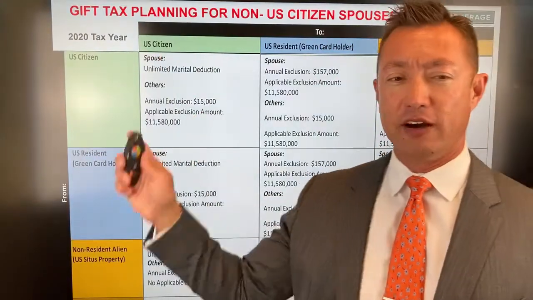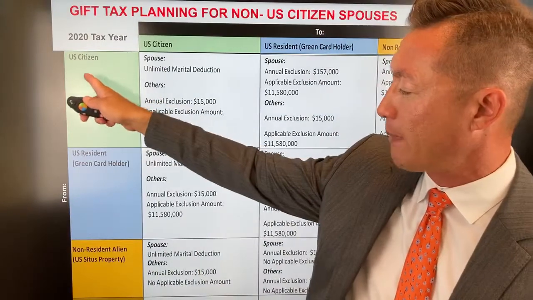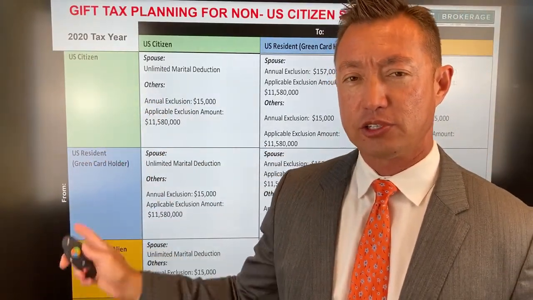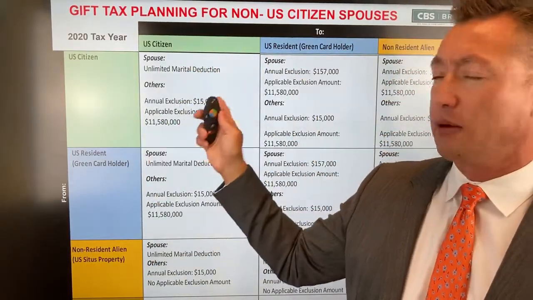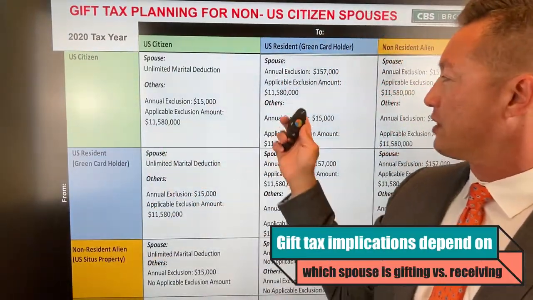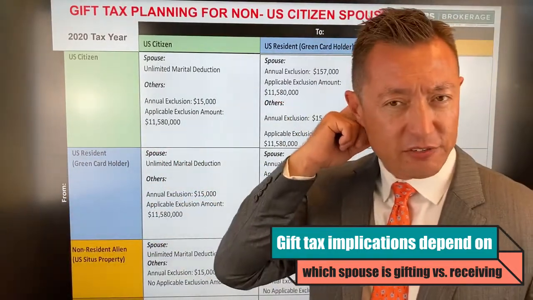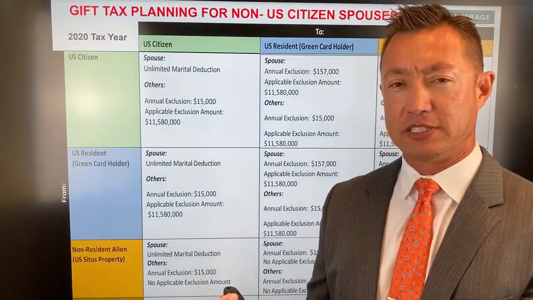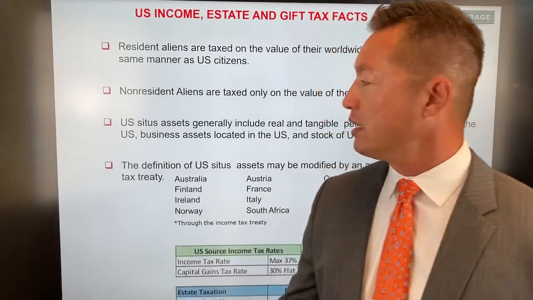Here's a chart I have, which you can get by PDF, as to how to look at what happens when you gift from either a U.S. citizen or a green card holder or a non-green card holder to one of those other three up top. So any gifts between spouses, of course, in the U.S. would qualify for the unlimited marital deduction. The important thing to know for non-U.S. citizens is that there is a $157,000 annual exclusion for non-U.S. spouses, and that they use up their lifetime exemption when they go above that.